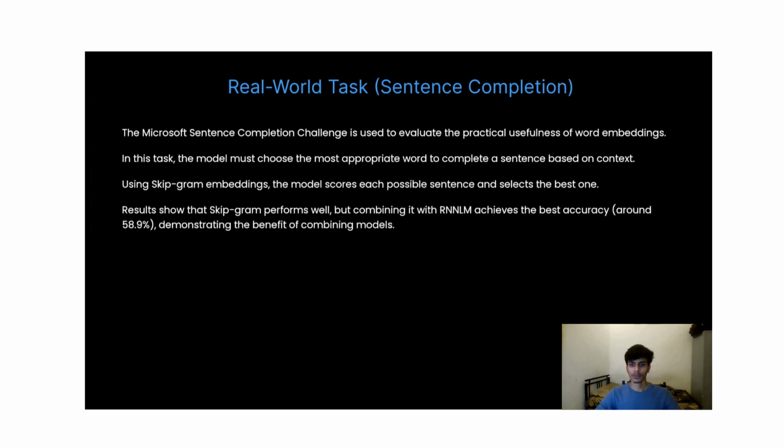Now, let's look at how these models perform in real-world tasks. The models were evaluated on a task called the Microsoft Sentence Completion Challenge. From the results, we observe that skipgram performs well on its own, but when combined with RNNLM, it achieves the best accuracy. So, this shows that our word embeddings are not only useful on theoretical tasks, but also work effectively in real-world NLP applications. It also shows that these embeddings can be further improved when combined with other models. So overall, word2vec is both practical and powerful in real-world scenarios.